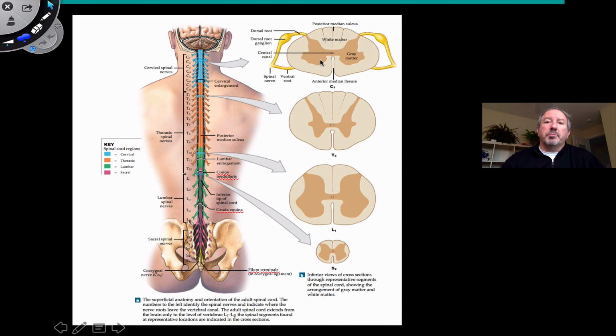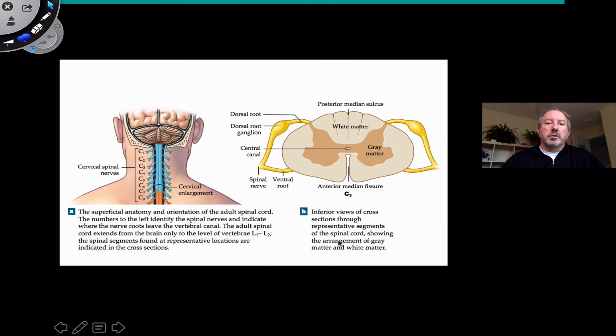Okay, so you have this butterfly-looking structure here, and then you'll notice how it thins a little bit in the thoracic region, right in here. And then notice down here in the lumbar, there's also an enlargement due to an increased amount of gray matter, as you can see here. And then it gets more narrow as you move further down. Let's take a little close up here.